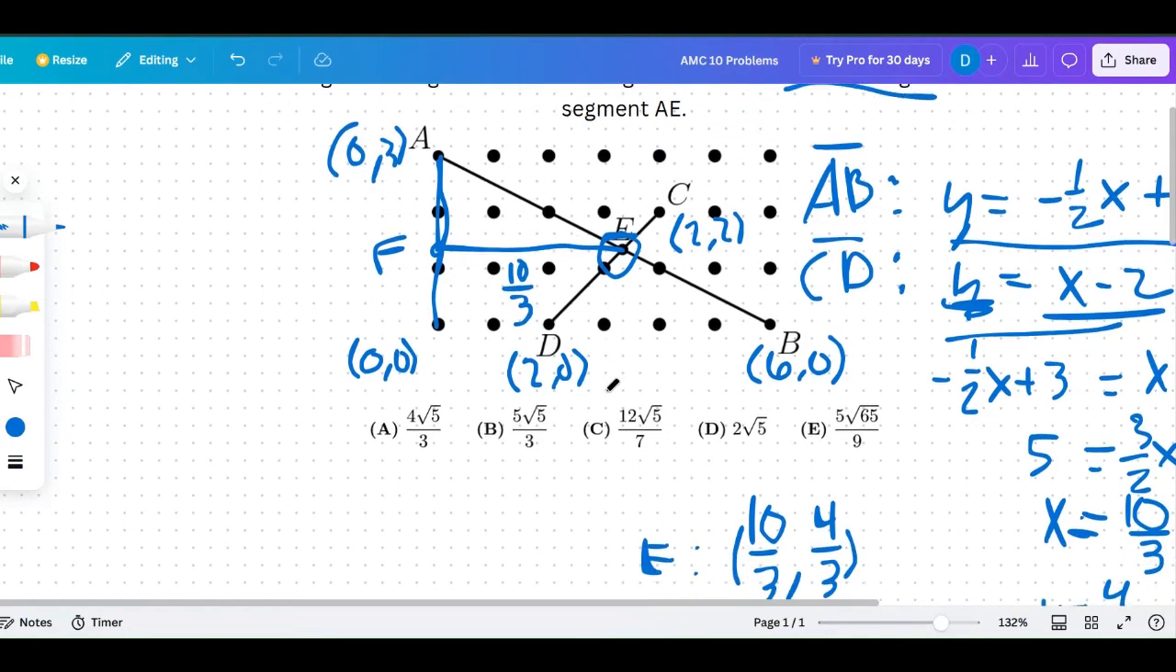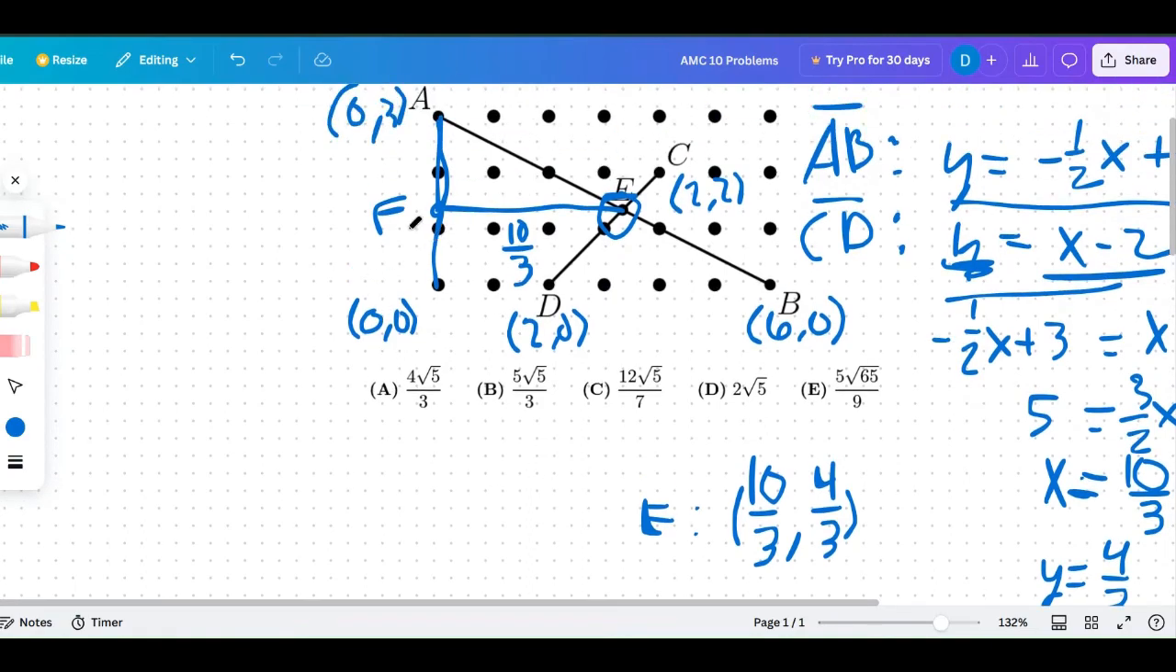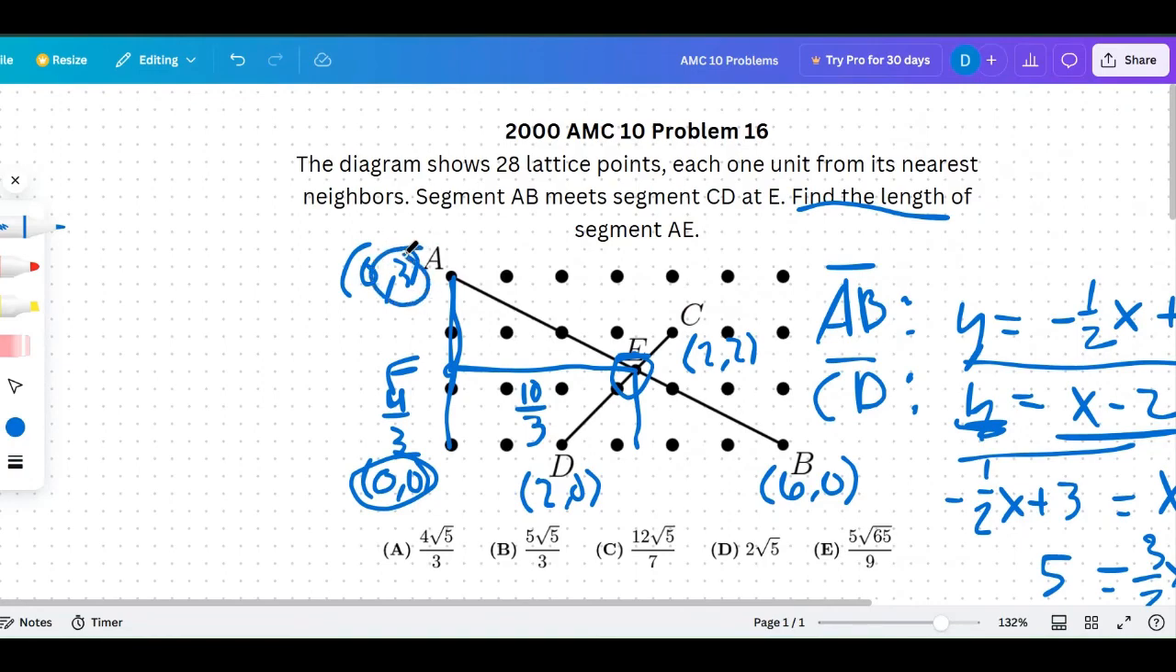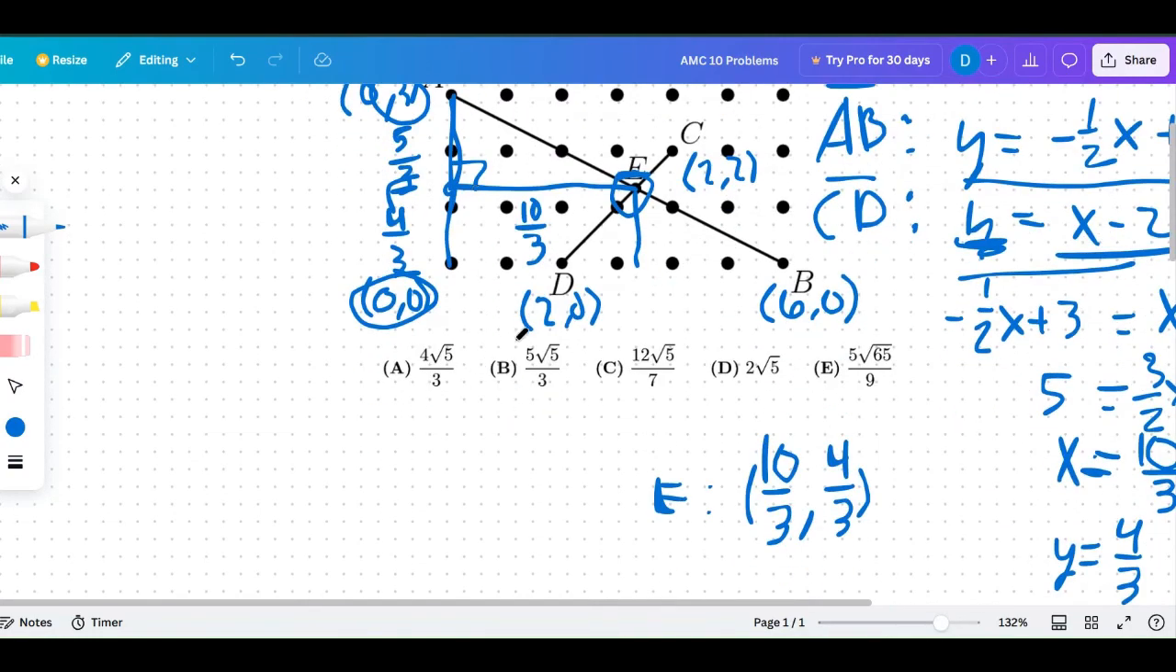And FA, what is FA? Well, we have to be careful here. F all the way to (0, 0) is 4 over 3, because that's the y coordinate up to E, as you see here. Then we check the y coordinate for A, and it's 3. We just subtract, and we find that AF is 5 over 3. So 5 over 3 and 10 over 3. We can use a squared plus b squared equals c squared, and we find that the answer choice is B.